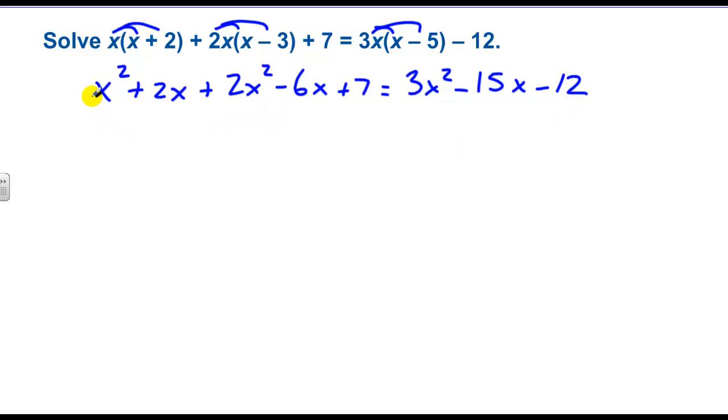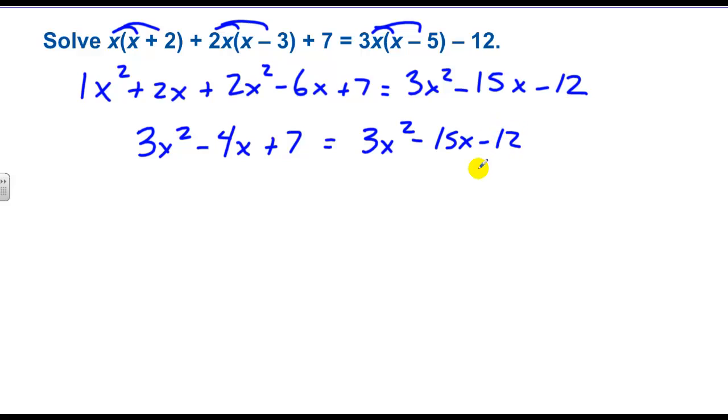I see I can combine like terms over here. So this is 1x squared plus 2x squared, which is 3x squared, minus 4x plus 7 equals 3x squared minus 15x minus 12. I'm going to get all the x's to one side of the equation. I'll start by subtracting 3x squared from both sides, and you'll notice the 3x squareds disappear because that's 0.